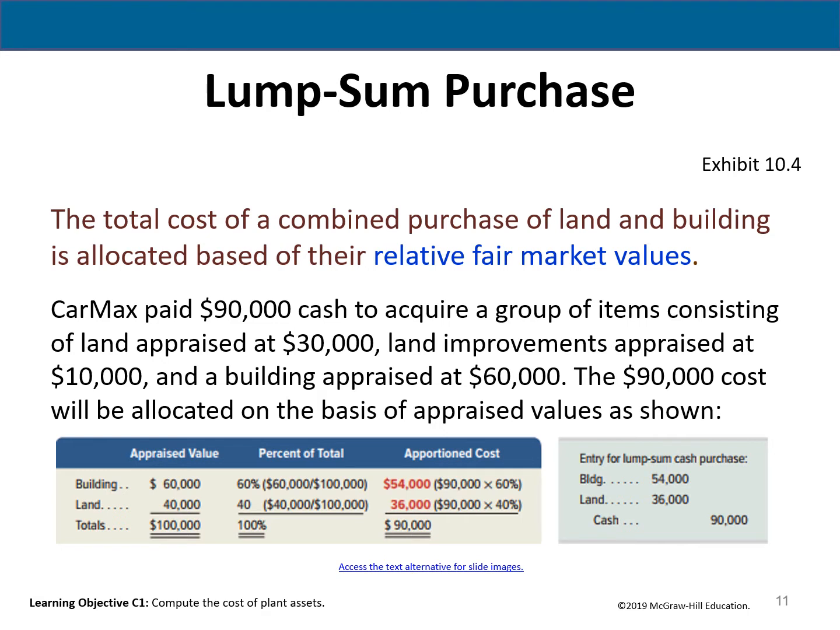So CarMax paid $90,000 cash to acquire a group of items consisting of land, land improvements, and a building. So they paid one amount, $90,000, to buy these three items. Now individually, if these items were purchased separately, the land would have cost $30,000, the land improvements $10,000, and the building $60,000. But because they were bought in a package, you bought them for less, and that's normal.